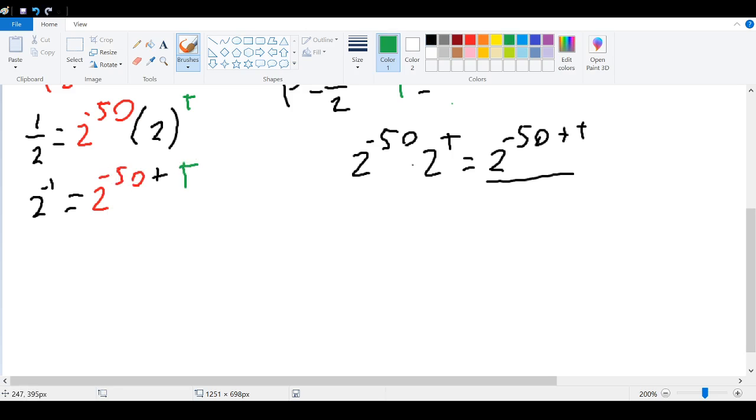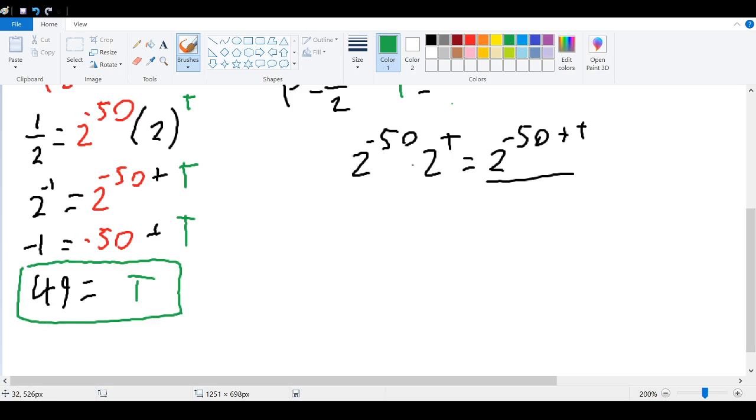All right. And now we can take the log base 2 of both sides, and that will just give us the exponents. So we get negative 1 is equal to negative 50 plus t. And so if we move 50 to the other side, we get 49 is equal to t. And that means after 49 days, the population of bacteria will occupy half the petri dish. All right? And so that's one way to do it.